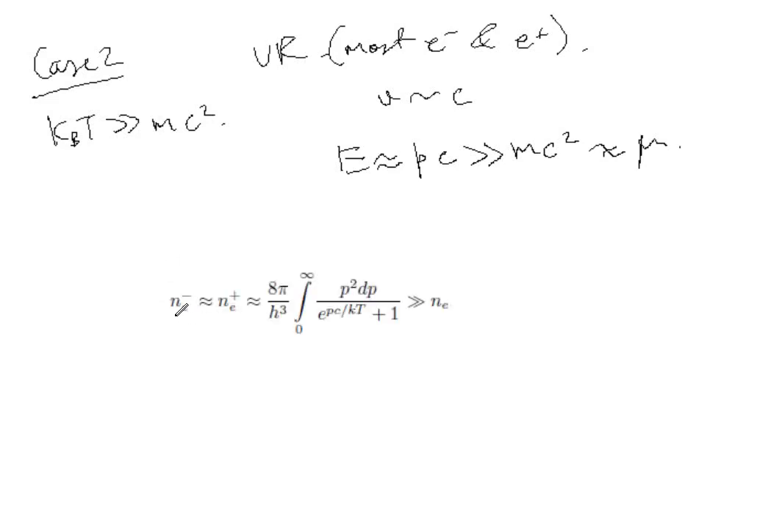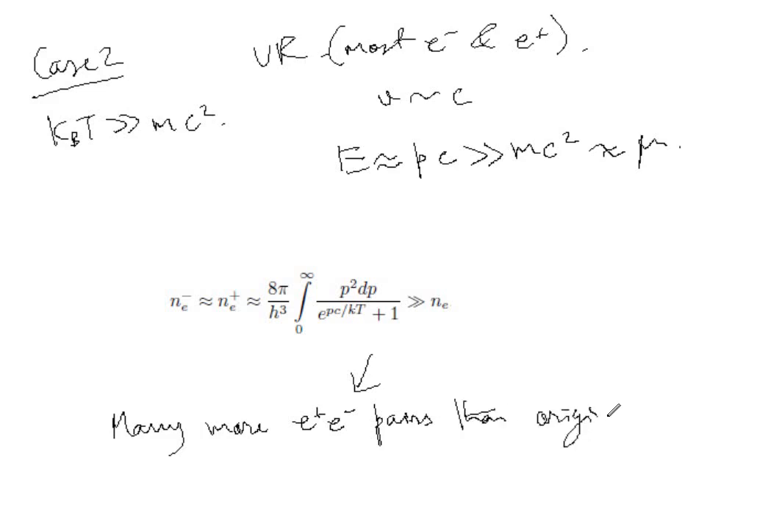You see, in this case we will have these numbers much greater than n, which means that there are many more pairs than original electrons. Okay, so what about the energy density?